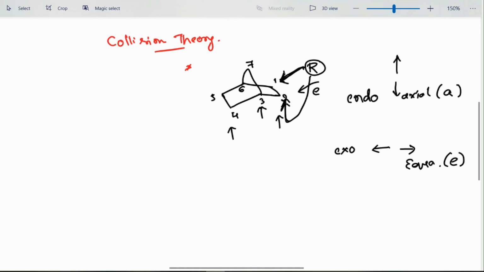Okay, in the next class we'll discuss more about these endo, exo and axial, equatorial attacks with brief descriptions and certain examples also.